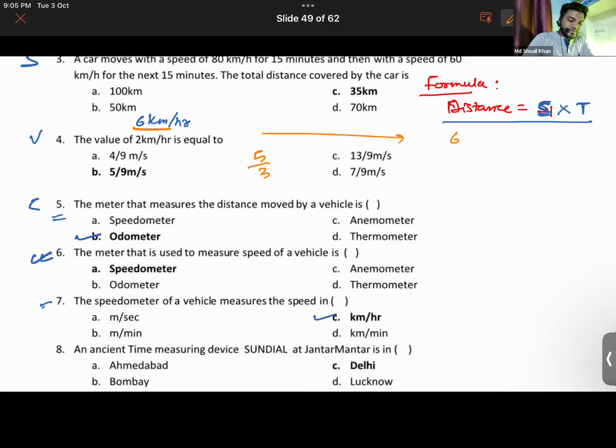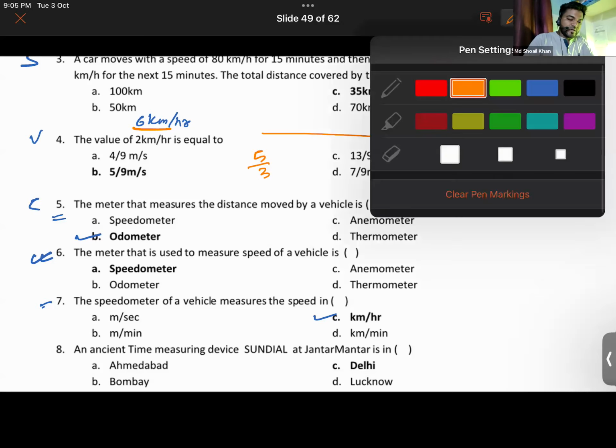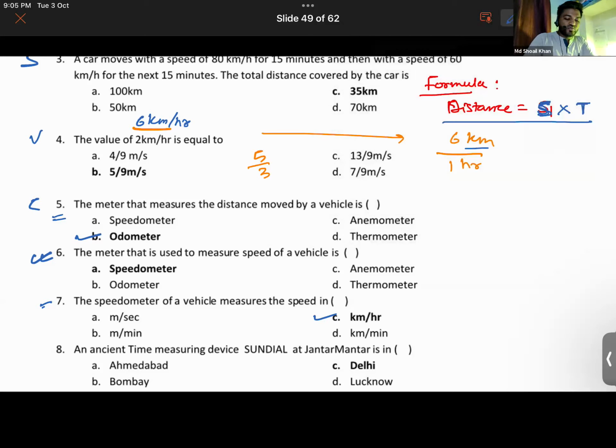6 kilometer upon 1 hour. We are required to convert it into meter. So here we are moving from kilometer to meter, from a bigger unit to a smaller unit, so you need to multiply it with 1000 simply. And from hour, we need to convert first to minutes, so we multiply it with 60 because 1 hour equals 60 minutes.